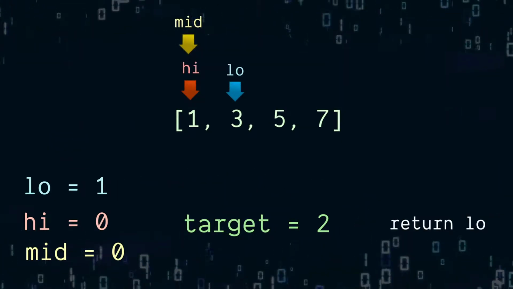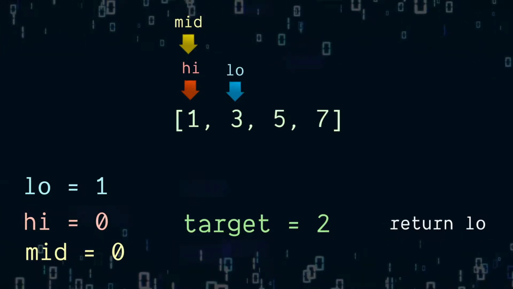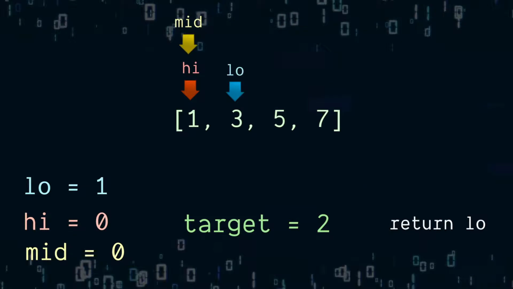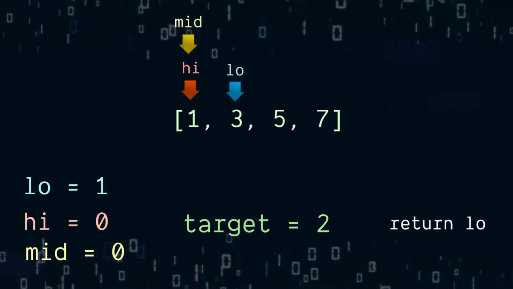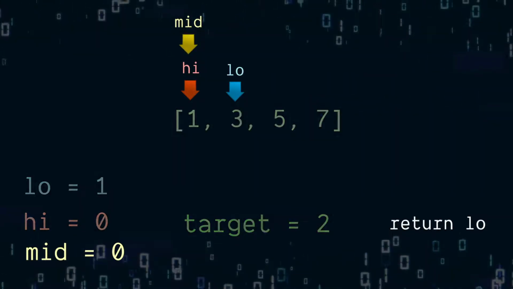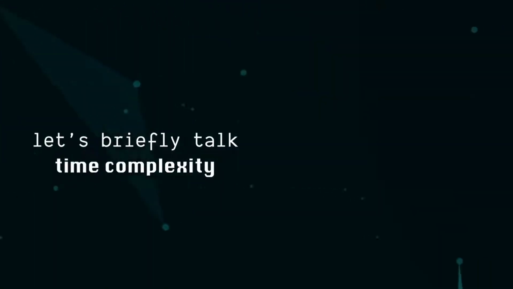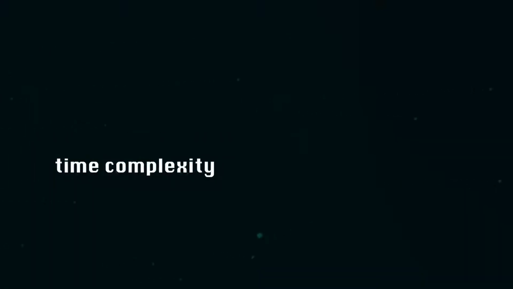This last step is a quirk of this problem that sort of ruins the elegance of binary search, but it demonstrates why it's important to draw both possible cases of this problem, found and not found. Anyway, instead of waiting until the end, let's briefly talk about time complexity of binary search right now.